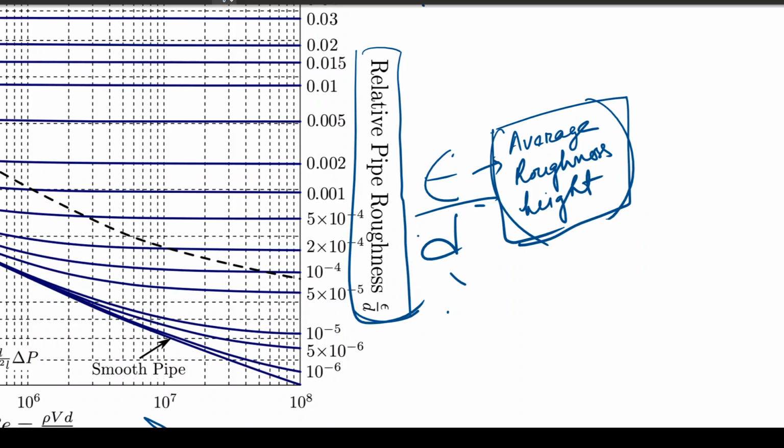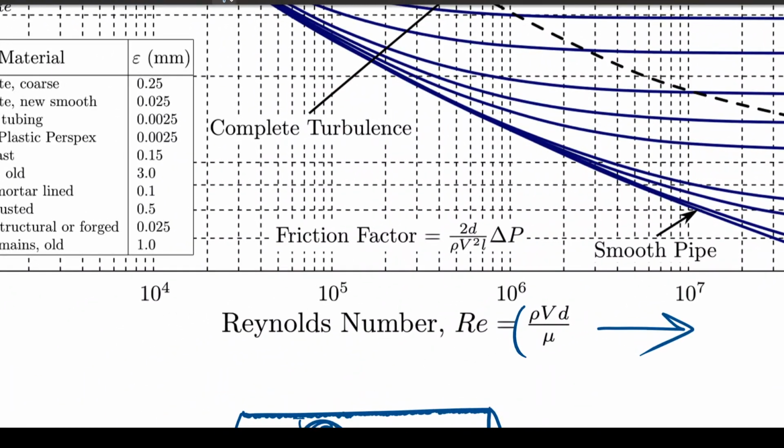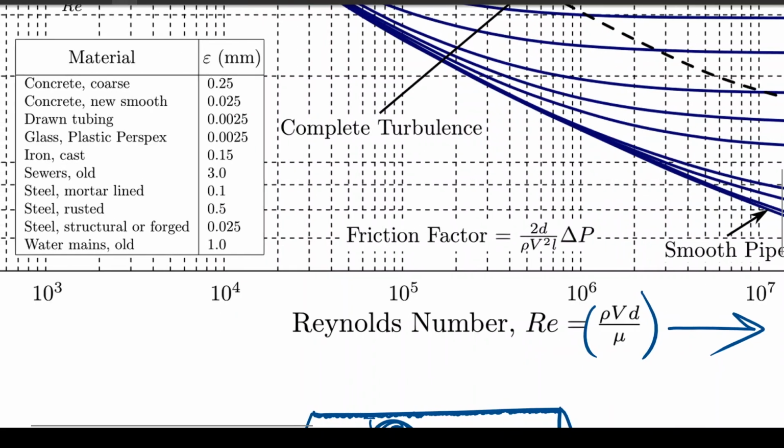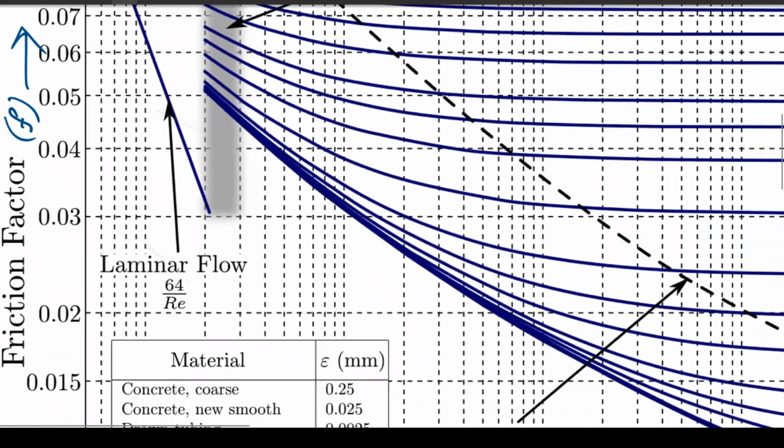Now it's also a non-dimensional term, and the reason we are turning it into a non-dimensional term is because we don't have to then worry about the units. If the roughness is given in millimeters or microns or inches, whatever unit is given, when we divide it by the diameter in the same unit, then we don't have to worry about what the unit was. And that's helpful because all the other axes are also unitless. Reynolds number is a dimensionless quantity, and similarly friction factor F is also a dimensionless quantity.